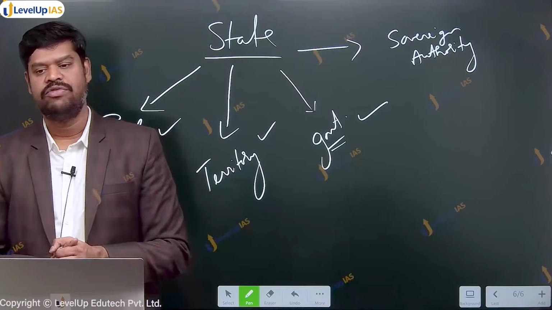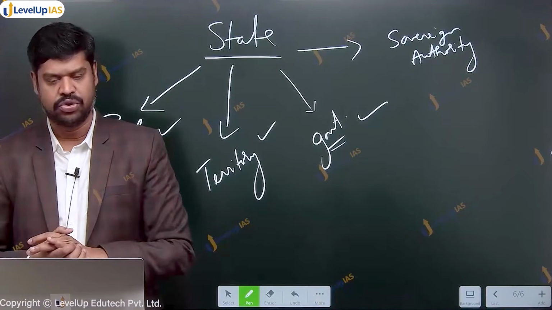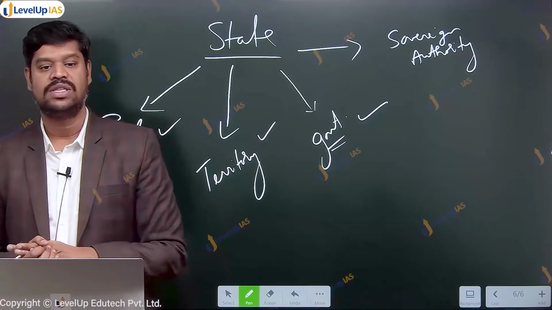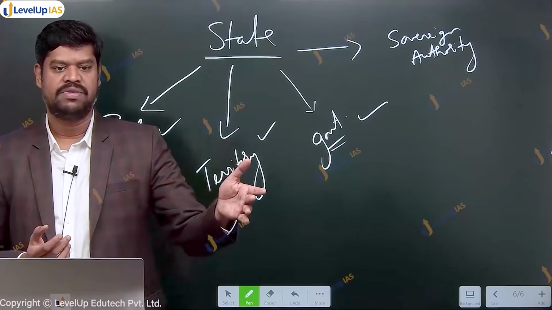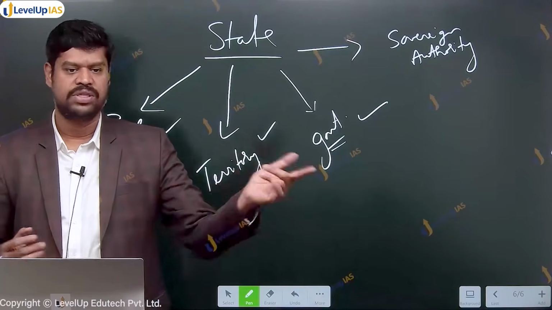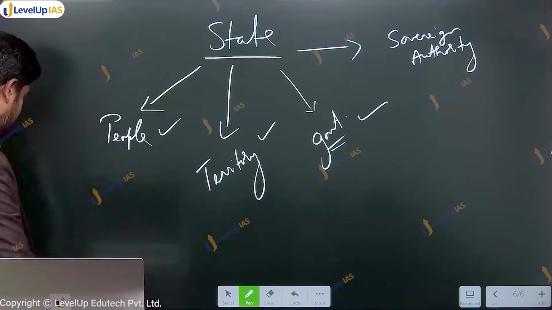Therefore, one of the important ideas behind constitutionalism is to limit the powers of the state. If there is a limitation upon the powers of the state and that is followed, then you can say that there is what is called constitutionalism.